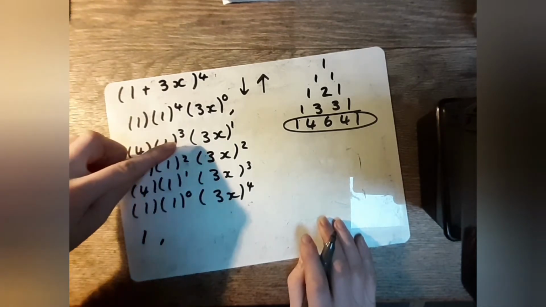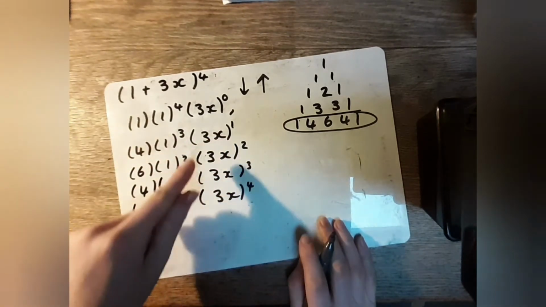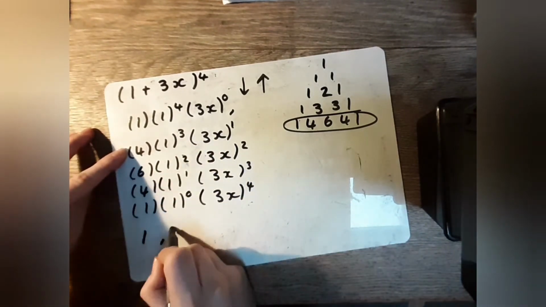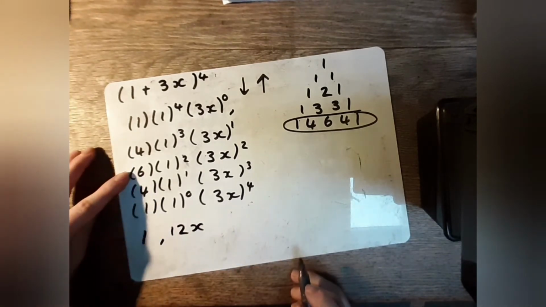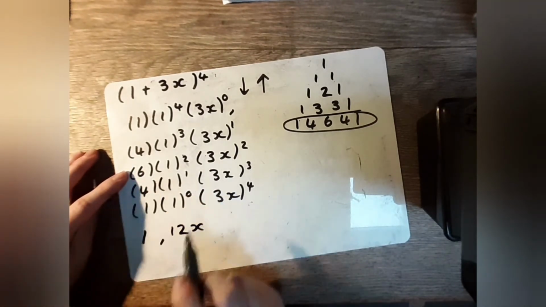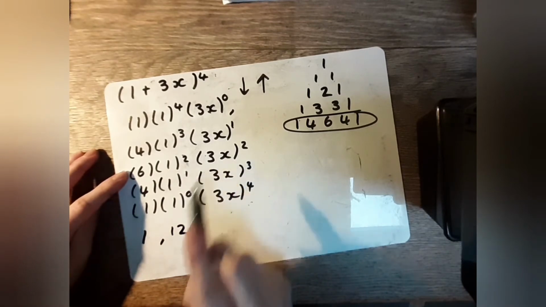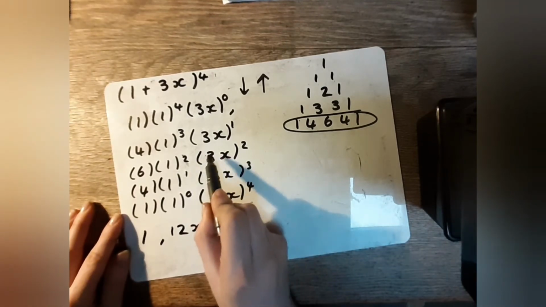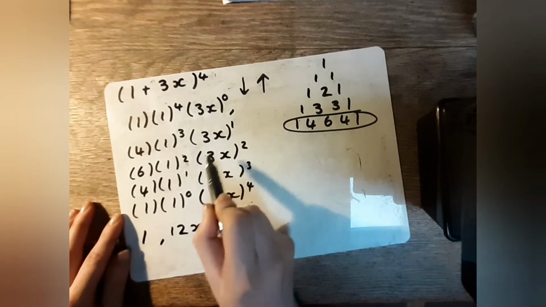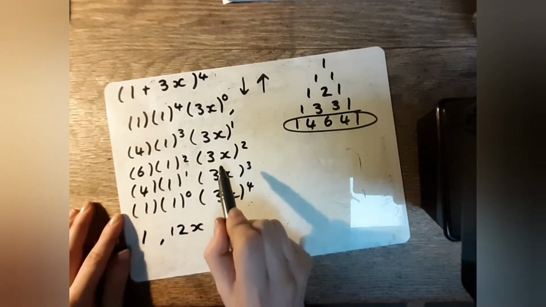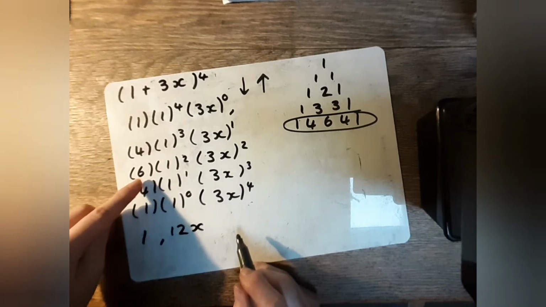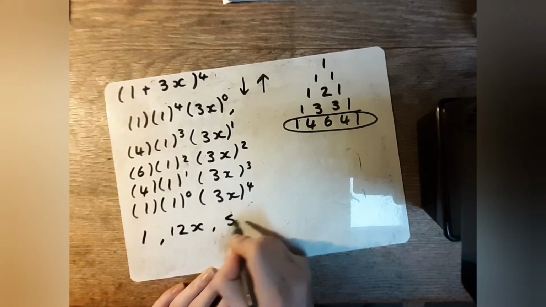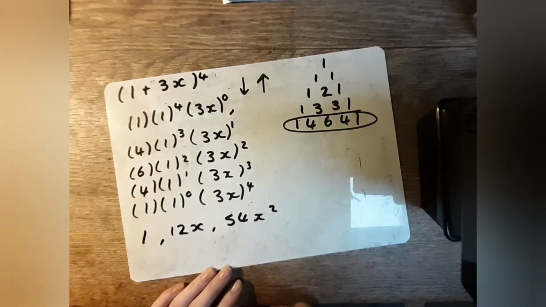So 4 times 1 times 3x, this is to the power of 1, so this is 3x. So essentially what we're getting here is 4 times 3x, which will be 12x. Next one here, 6 times 1 times 3x squared. The thing here is that the squared is outside the brackets rather than applying to a single one of these. So we're going to be squaring both the 3 and the x to get 9x squared. So essentially it's 6 times 9x squared, which will be 54x squared.